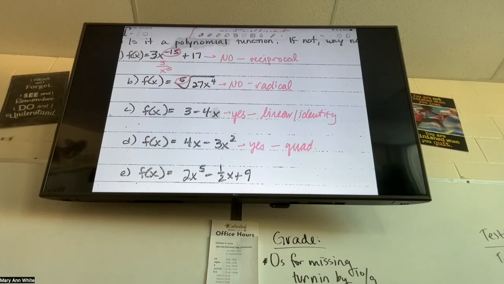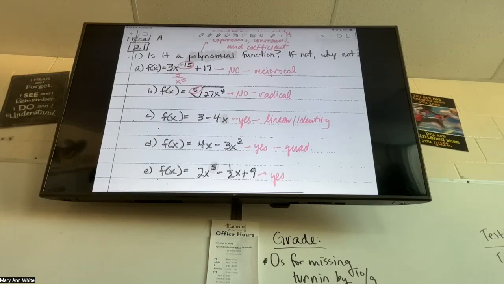And then last but not least, what about letter E? Is that a polynomial function? I'm going to say that one is yes. That's, I think, a quintessential polynomial function because it's got this big exponent and it's going to do those curly-Q roller coaster rides as we graph it. We're not going to graph until later this week though.